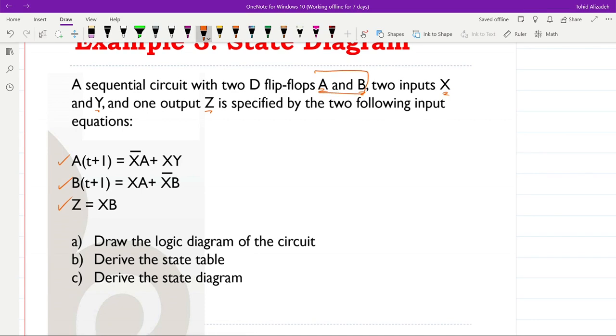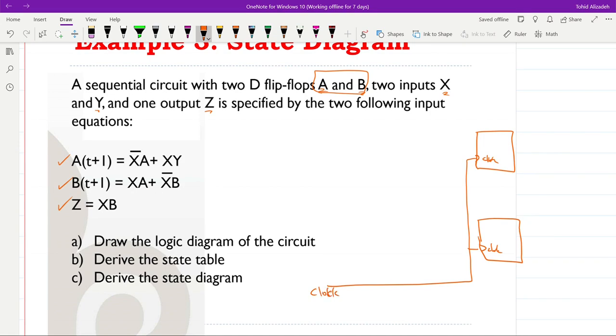We already know that there are 2 D-type flip-flops, so we can start drawing them first. They are going to receive the clock, and their clock will be connected to each other and to the main clock of the system. They are D-type, so the input to them will come from the data input. We will have Q and not Q.